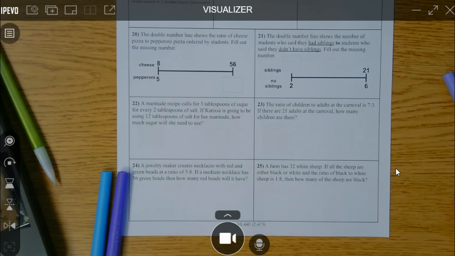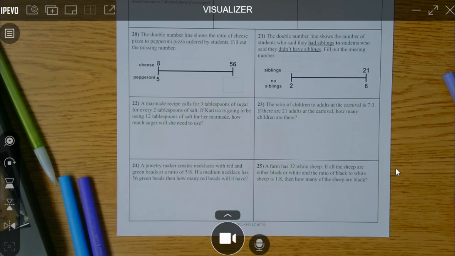Hello, my little mathematicians. I'm going to show you how to do numbers 22 through 27 using tape diagrams, if that's your preferred method, okay? So let's go ahead and take a look at problem number 22.